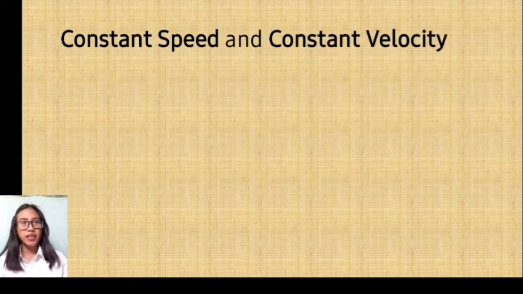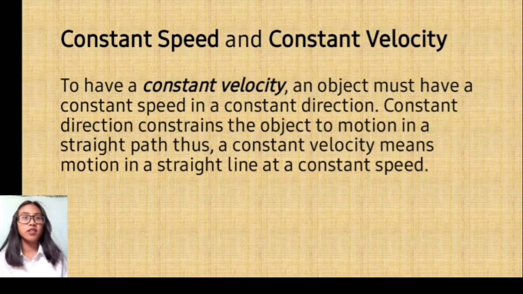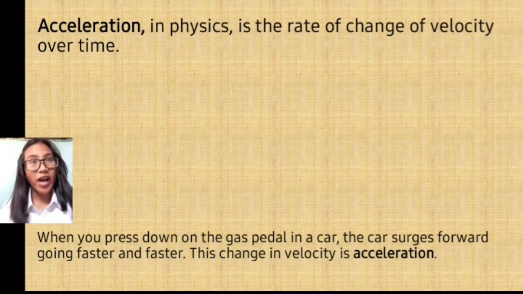Constant speed and constant velocity, how are they interrelated or connected to each other? To have a constant velocity, an object must have a constant speed in a constant direction. Constant direction constrains the object to motion in a straight path. Thus, a constant velocity means motion in a straight line at a constant speed. So, if the motion doesn't go in a straight line or it goes in another direction, that is not a constant velocity. Let's proceed to acceleration.